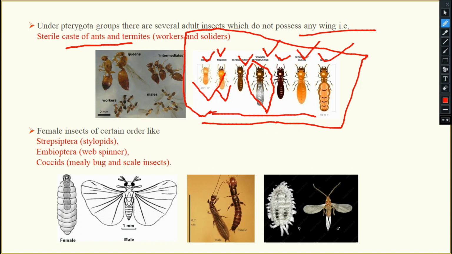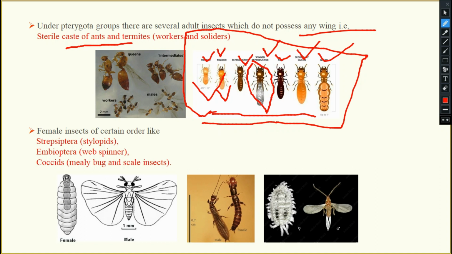Caste system means what? Some insects live like a society, a colony. They are the social insects. You take honeybees, termites, ants. They are society-living or colony insects. There, different types of caste will be there. For example, in case of honeybees, they have worker, drone, queen. All are having the wings.